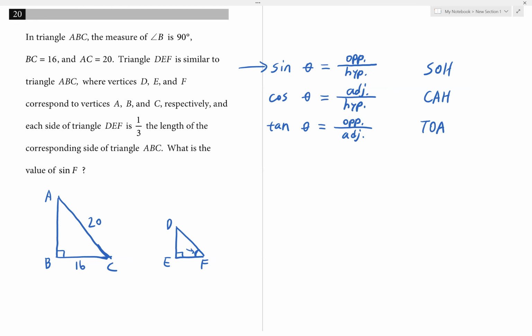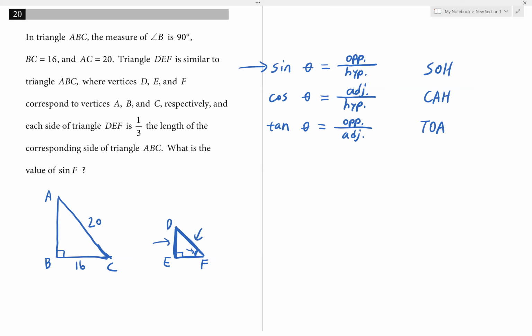So we're looking for the sine of F. The opposite side will be DE, and the hypotenuse will be what? The longest side, right? The hypotenuse, the longest side, will be DF. So it should be DE over DF. That should give us the answer, the ratio of side DE over DF.